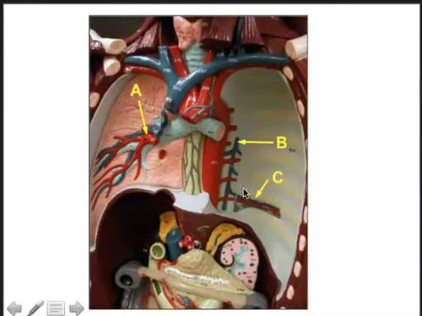B is the hemiazygous vein. That's spelled hemiazygous. C is the posterior intercostal vein. Intercostal means between the ribs. This is the diaphragm. Okay. These are the kidneys. This is the adrenal gland right here. Okay. So that you know basically where you are.